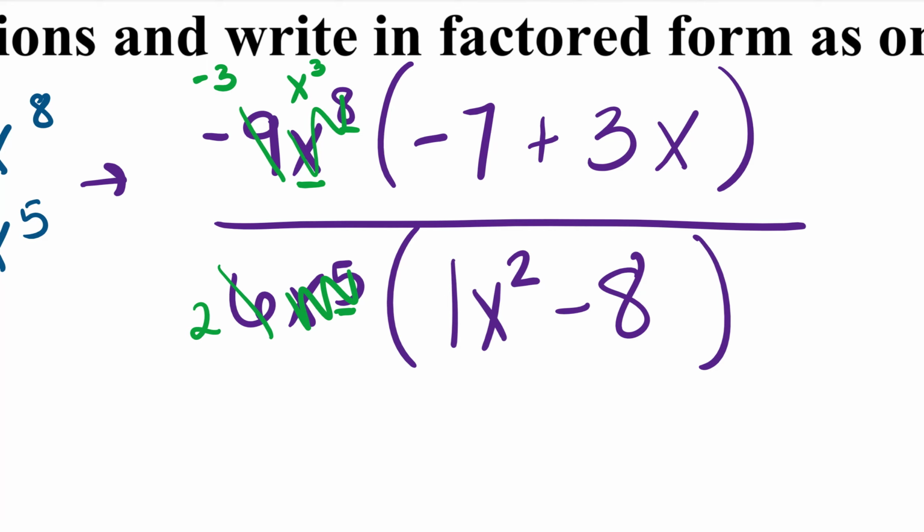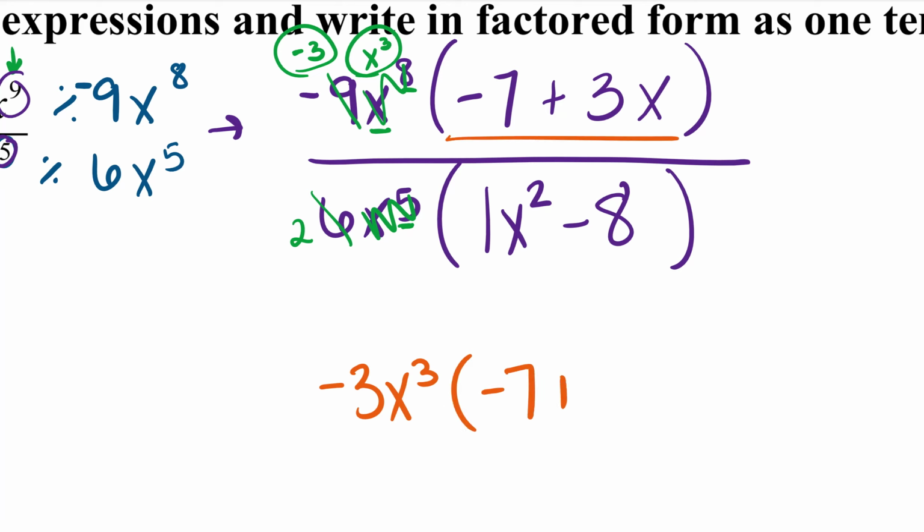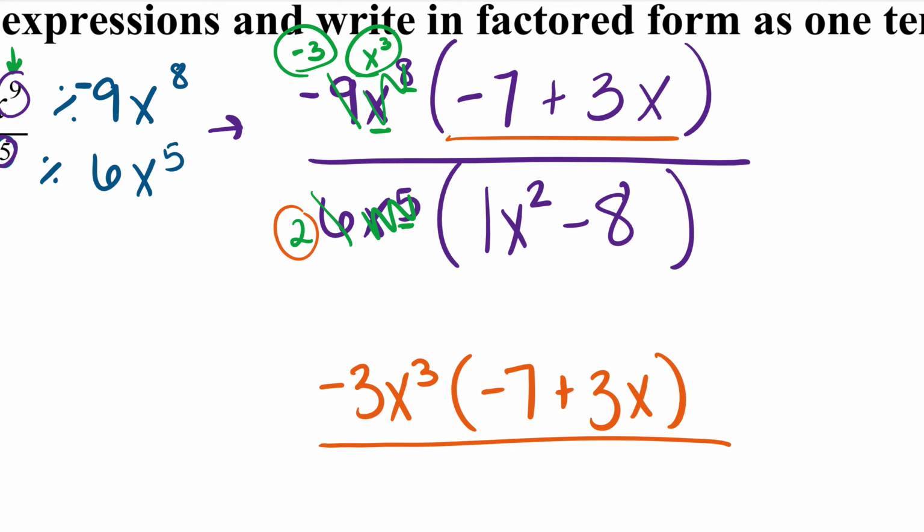Okay. So that looks a little messy, so I'm going to rewrite this. So at the top, notice I have negative 3x cubed. And then I'm going to write this parentheses right here. Negative 7 plus 3x divided by, on the bottom I have just this 2, right? We got rid of all the x's on the bottom.